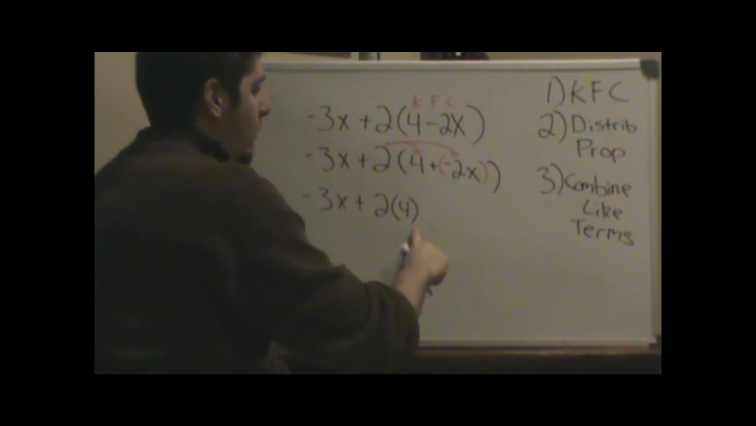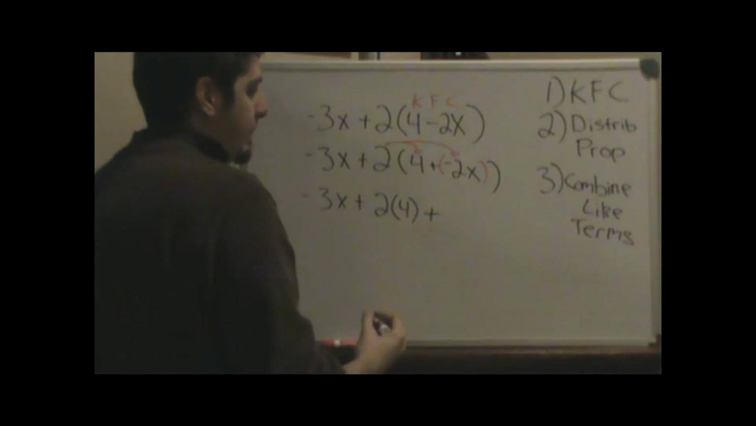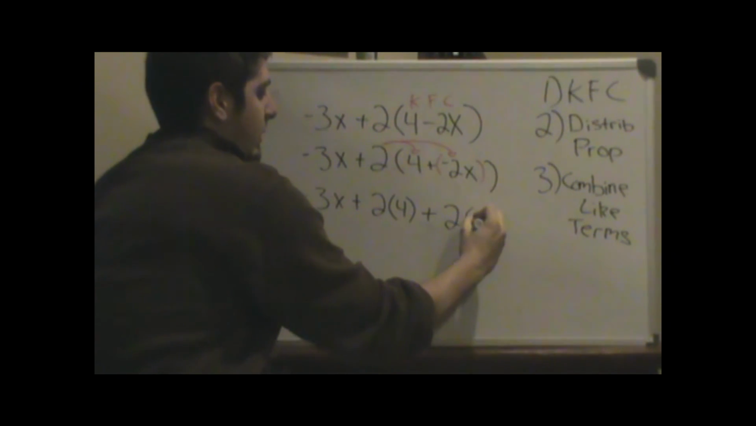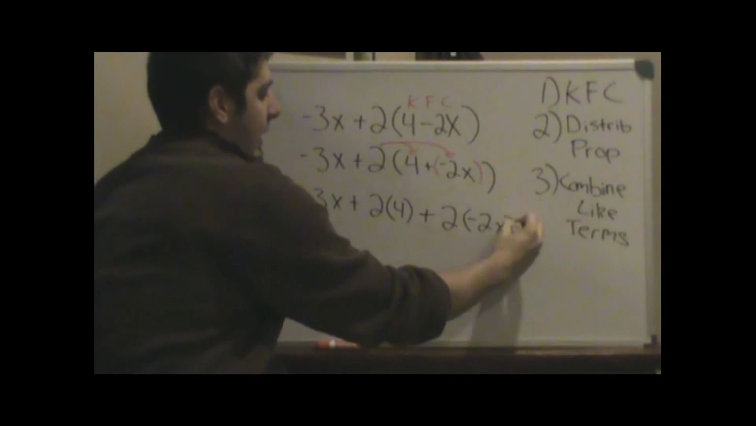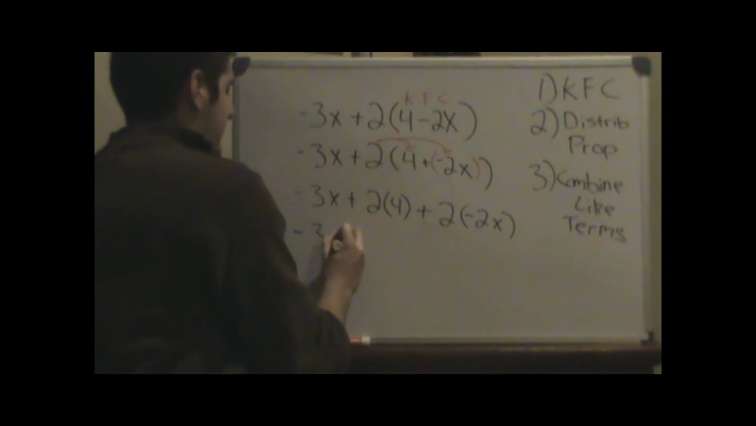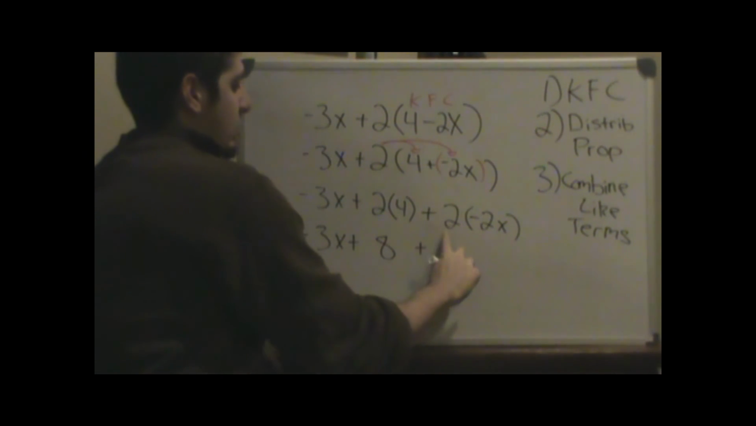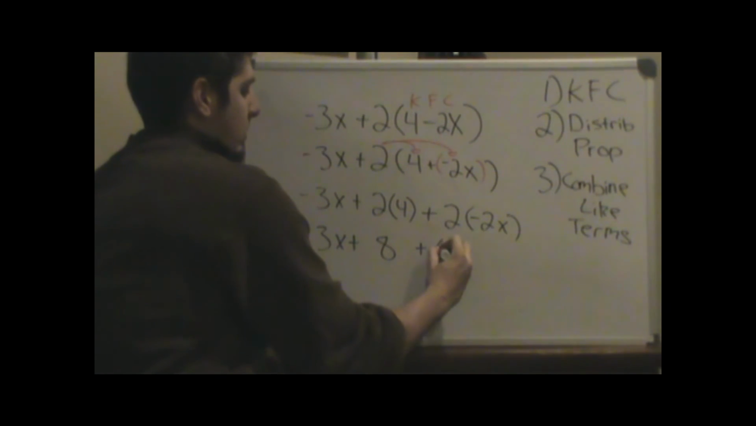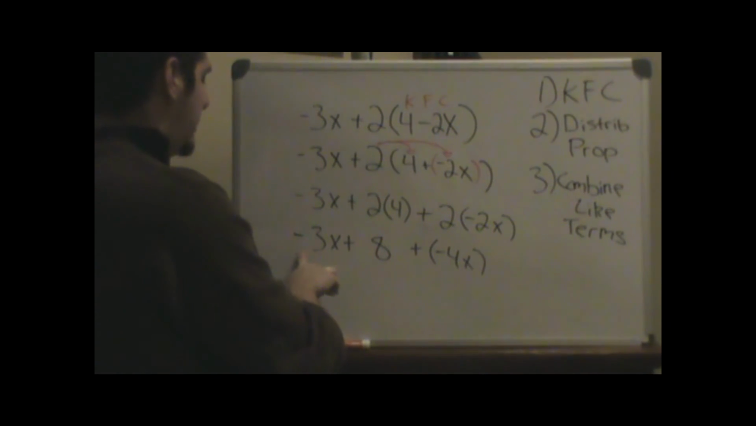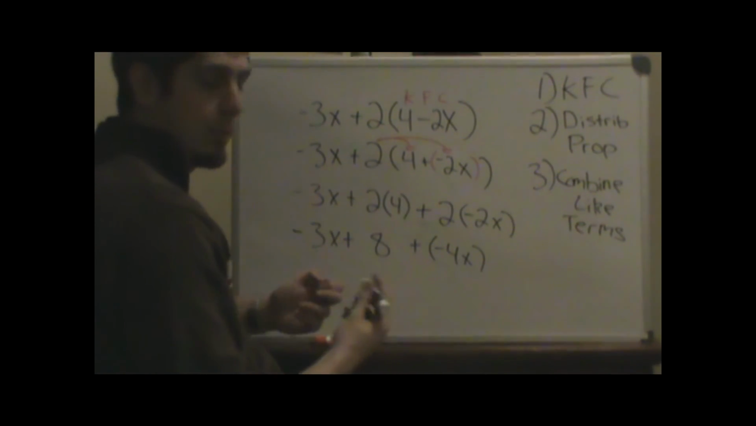So this means 2 times 4. Keep the sign that's in between the numbers inside the parentheses, so keep that plus sign. Then we're going to do 2 times negative 2x, or in other words, 2 parenthesis negative 2x. So the next line would be negative 3x plus 2 times 4, which is 8, plus 2 times negative 2x, which is negative 4x. I would then reorder my problem, putting negative 3x and negative 4x next to each other, add them, and be done.